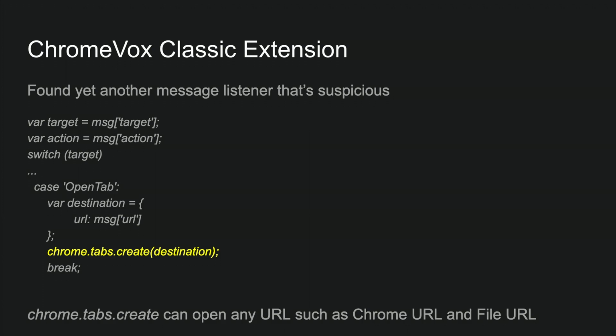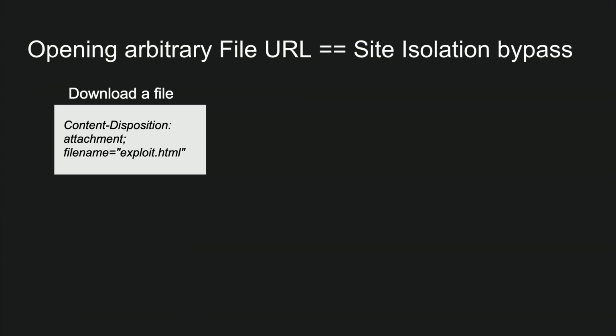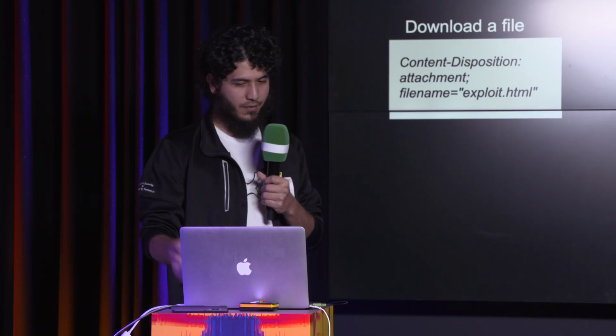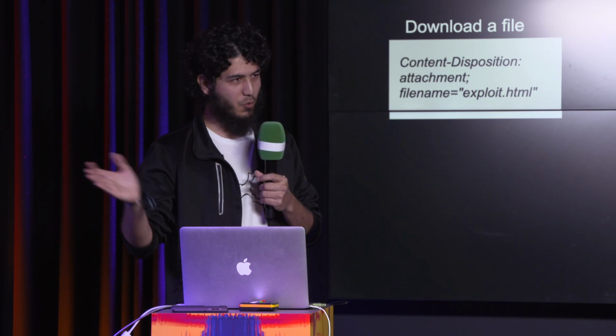Chrome.tabs.create can open any URL, like a Chrome URL or a file URL. So it's a privileged call. What can you do with it? Actually, you can do a site isolation bypass, because in Chrome, by default, you can download one file automatically without user interaction. So you can download this exploit file from the remote website.